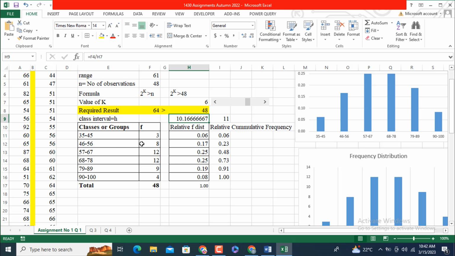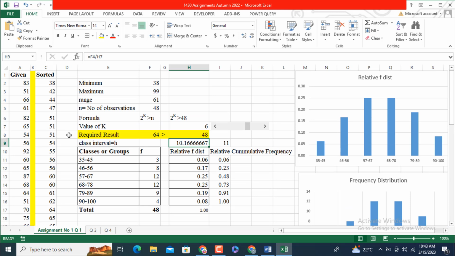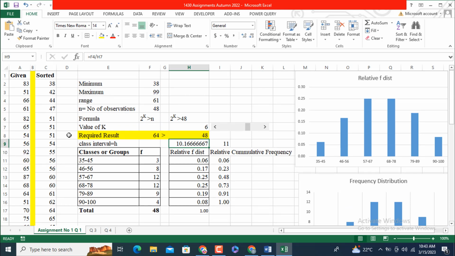So there is a need to add another column, which is termed tally, and you count. How do you count this? Look at the data. How many observations fall in the group 35 to 45? Look at this: 38, 42, 44. Only the first three observations belong to the group 35 to 45, which is equal to 3. Now move to the second group, which is 46 to 56. So 47, 51, 51, 51, 54, 55 and 56.